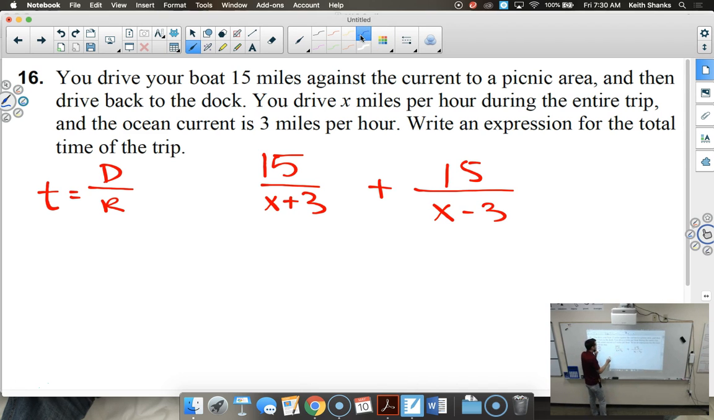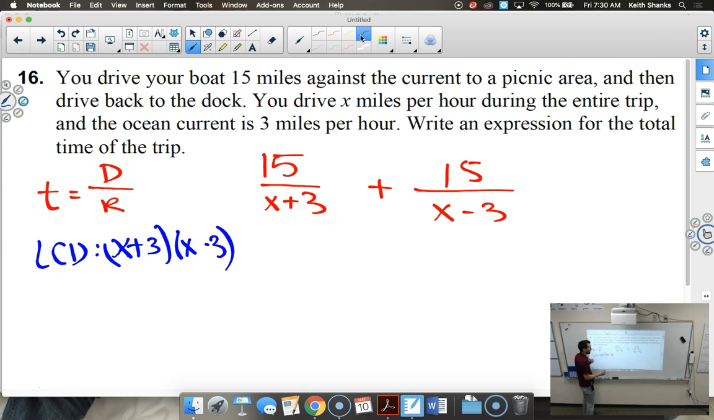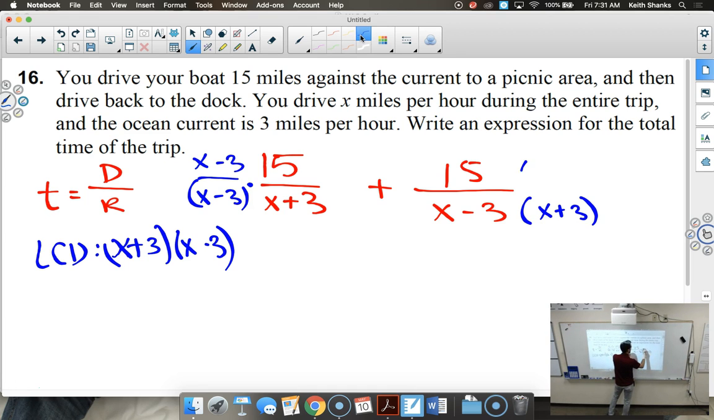The LCD of these 2 things, least common denominator, is x plus 3 times x minus 3. There's nothing these have in common. This is not like the last one, where if I take out a negative, I get the same thing. So I can't do that, so I just multiply them together. x minus 3 is needed over here, and then x plus 3 is needed over here. Then they would be the same.